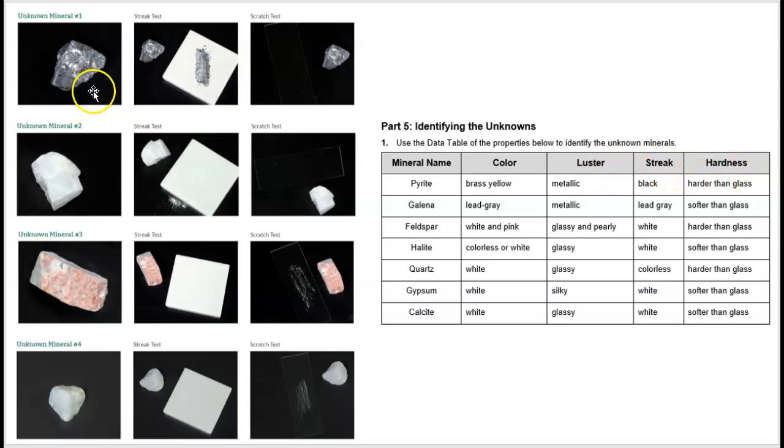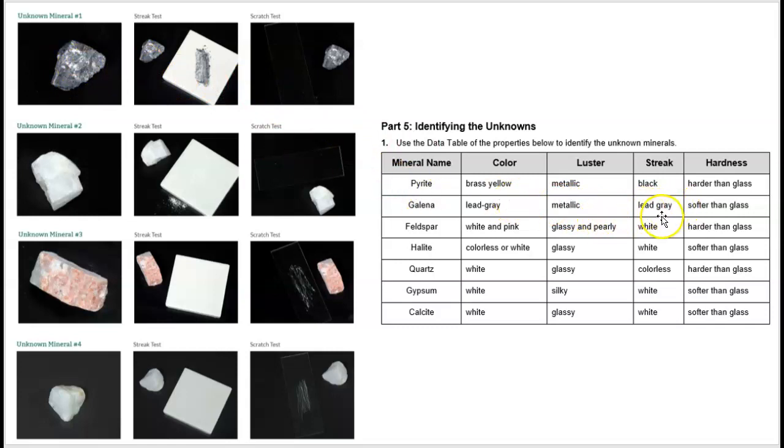And so for our first unknown mineral, it's gray in color. So when we look here, we really only have one that even fits that color, but let's make sure the rest of it makes sense. Is it sort of metallic? Yeah, I would say that. It has sort of a metallic shine to it.